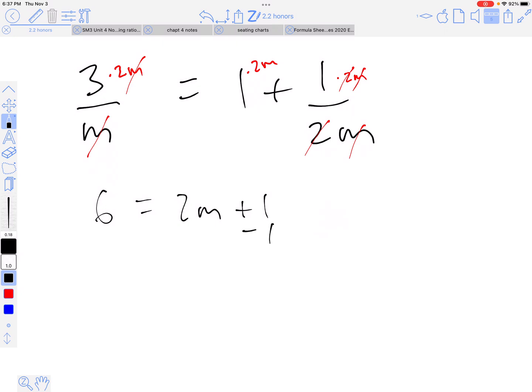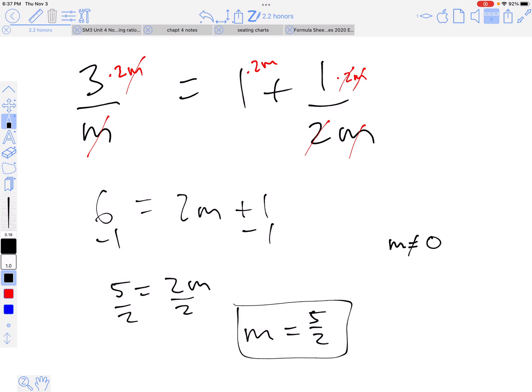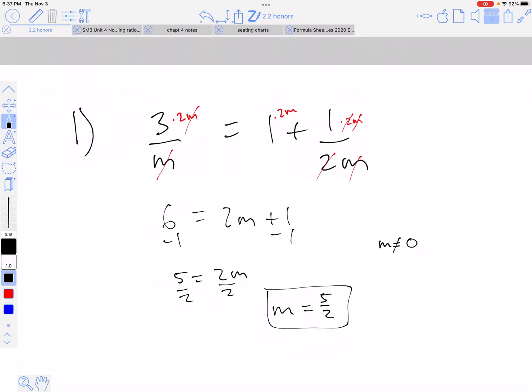So minus 1, 5 equals 2m. We divide by 2, and m equals 5 halves. Now, before you get really confident about your answer, remember, because we can't divide by 0, we always need to check our excluded values. So the excluded value here is m cannot be 0, which is not an issue, but sometimes you have extraneous solutions, so you always have to check those.